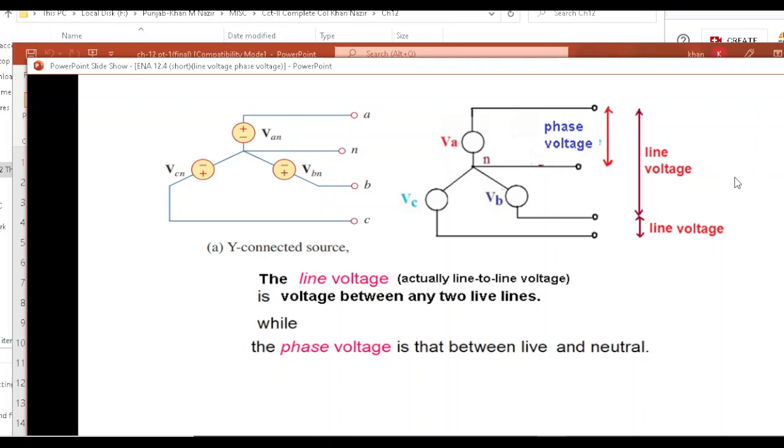Now the phase voltage, always remember, is just across one element. So across this one generator is the phase voltage. Similarly, across this other generator is a phase voltage, and also across this is a phase voltage. The phase voltage is actually between the generator and the neutral line. So this is one phase voltage, this is the second, and this is the third.